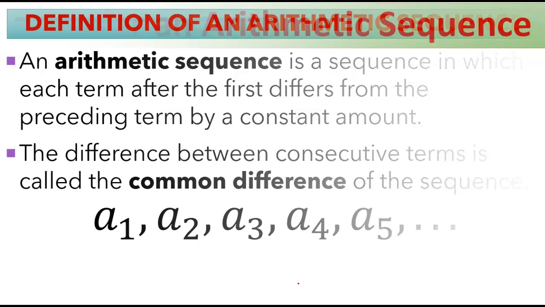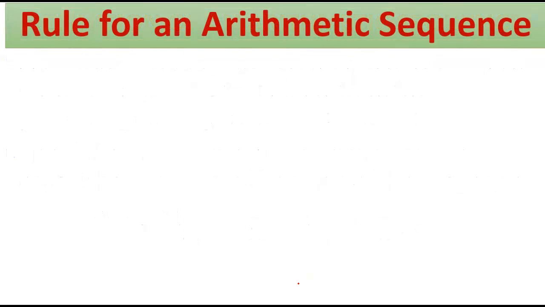So let's derive the rule for it. A1 is going to be, we always start with the first one and then plus. But we are not going to add a common difference to the first one because it just started. So we're just going to make it 0, which is d times 0 is 0. 0 plus A1 is going to be A1.